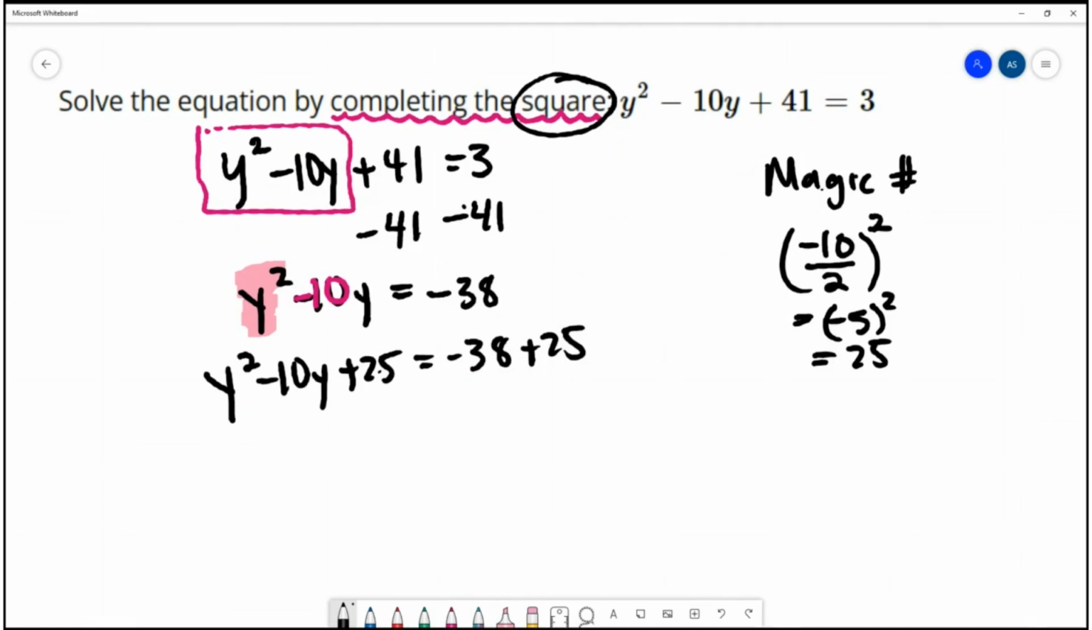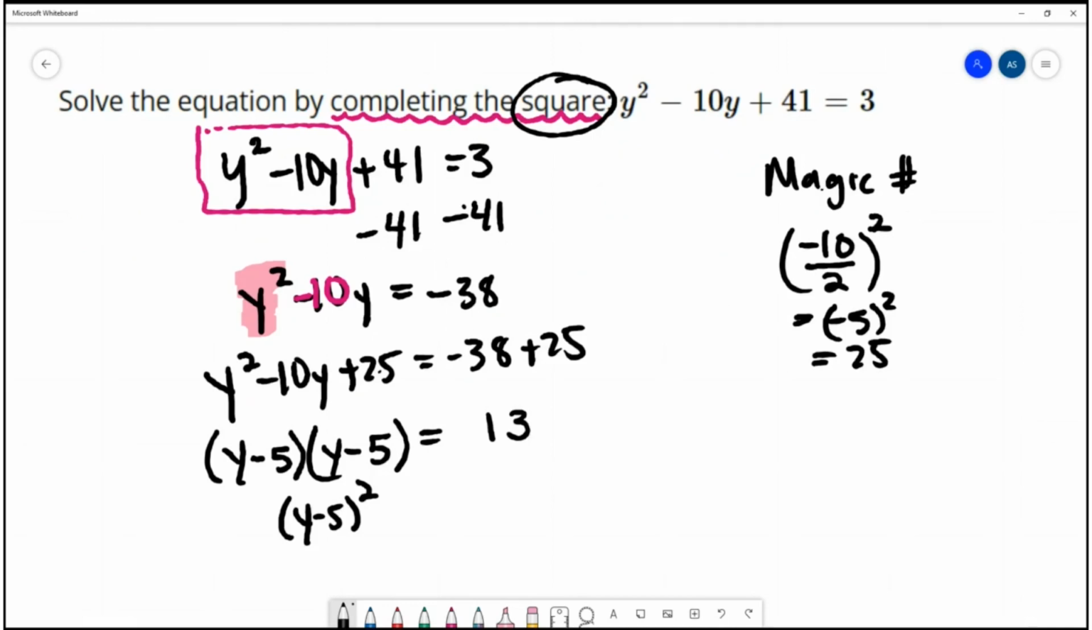On the left-hand side, our trinomial is going to factor in a very special way. Y times y is y squared. 5 times 5 gives me 25. I need negatives to create the negative 10y in the middle, and I'll write y minus 5 squared. Y minus 5 times y minus 5 is y minus 5 squared. On the right-hand side, I'll combine those together. Negative 38 plus 25 is negative 13.